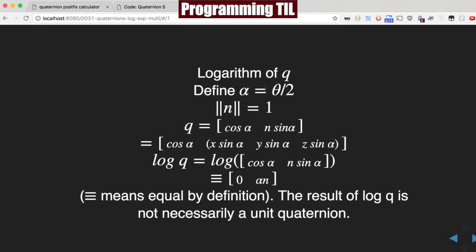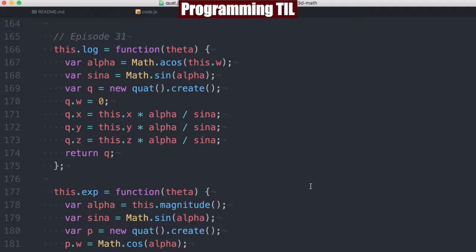Going back to the logarithm here, we can go ahead and look back at the previous episode 31, excuse me, and see our definition here. We're defining an alpha as theta over 2. We have a unit quaternion, and we can see that this is by definition 0, and then times this unit vector times this alpha value. And so what we're going to end up doing here is we're going to take the arc cosine of the real part and divide it by the sine of that. And this is just basically trig definitions here that allows us to do this.